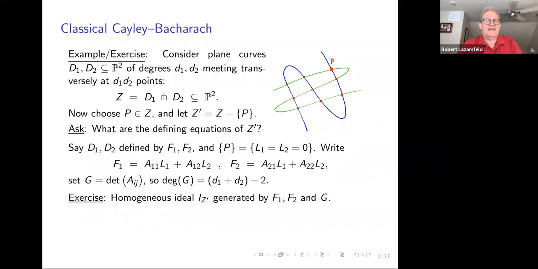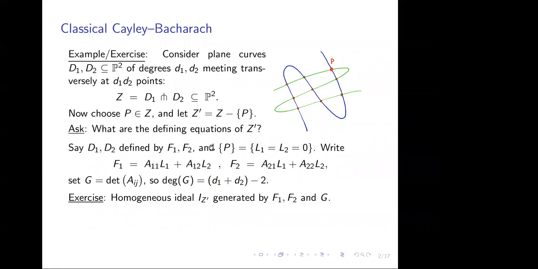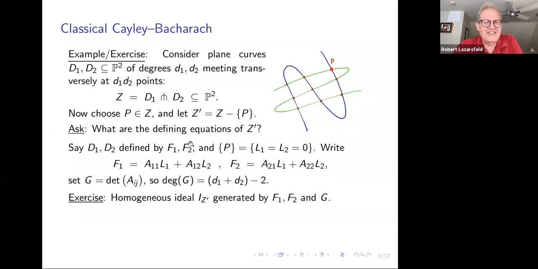Okay, so here's how that goes. It's kind of a fun story that you can give as an exercise to your undergraduate class. So, how should we do that? Let's say that D1 and D2 are defined by polynomials F1 and F2. So F1 has degree d1, F2 has degree d2. And this point P is the intersection of two linear forms, so let's call them L1 and L2.